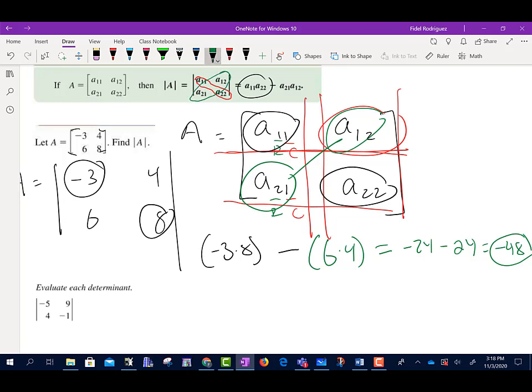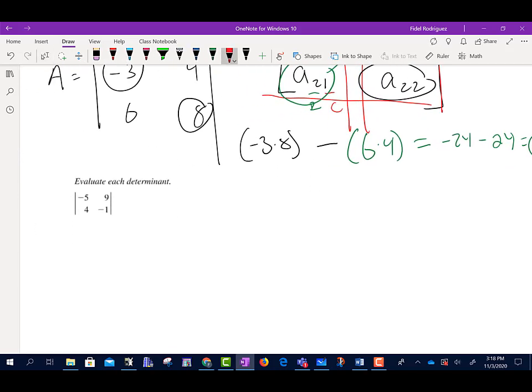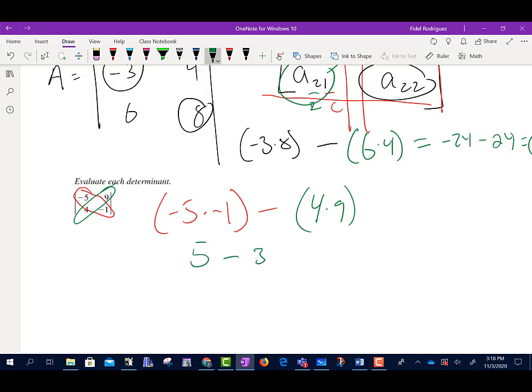Let's do that for the next one. I'm going to multiply these two numbers together: -5 times -1. Minus, and then I multiply these numbers together: 4 times 9. So this is +5 minus 36. This gives me -31.